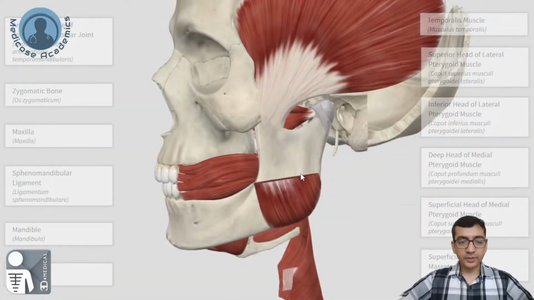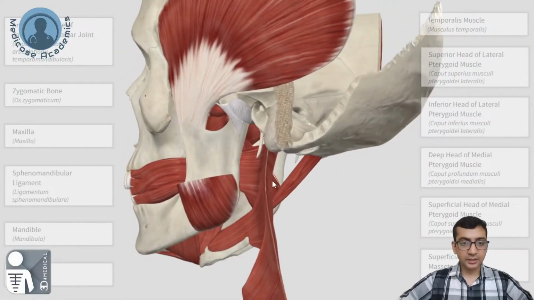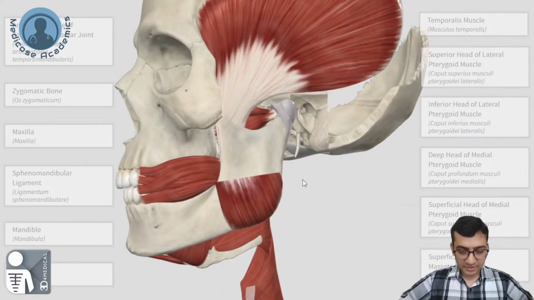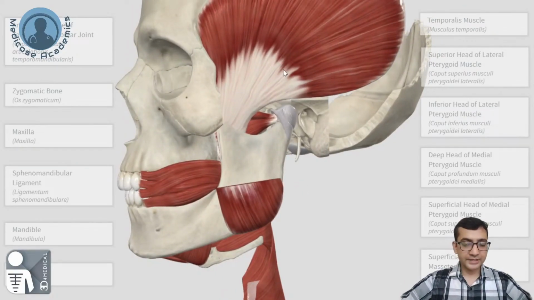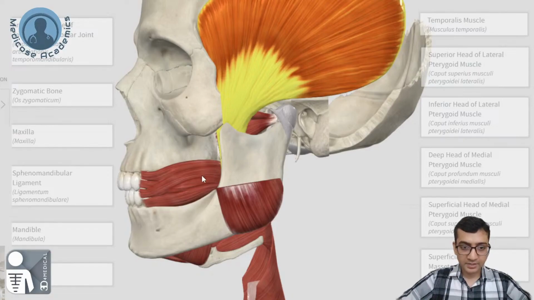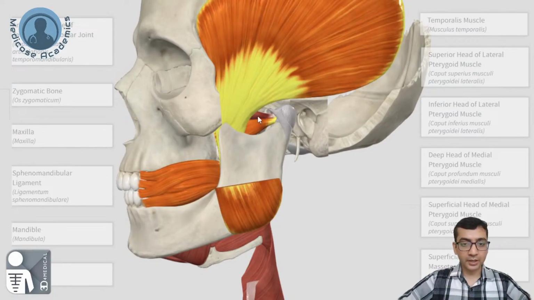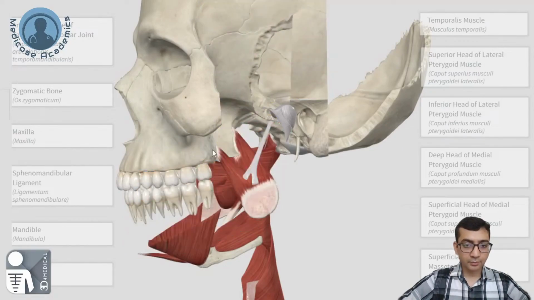If you have been with me from the last lecture, we use this model when talking about the muscles of mastication. So let's remove a few things and see where it gets us. I am removing this temporalis muscle, buccinator muscle, masseter, lateral pterygoid, two heads. Let's remove them and let's remove the mandible itself.